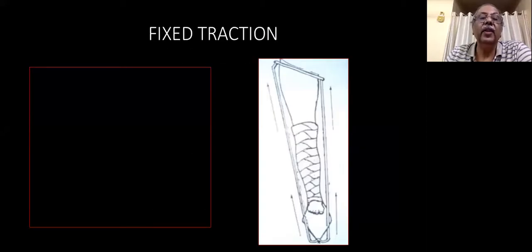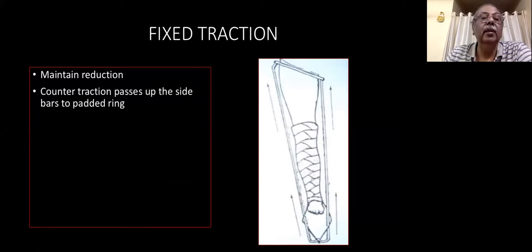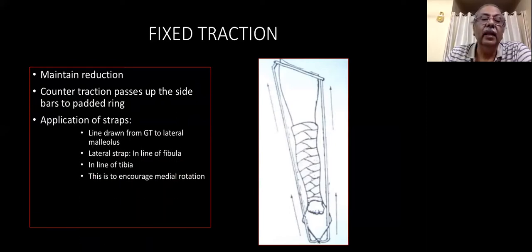Then regarding the fixed traction, I said you first reduce the fracture and maintain reduction. Counter traction passes up the side of the bars to the padded ring, and in application of the straps, you apply the lateral strap in line with the fibula and the medial strap in line with the tibia. So the tibia is slightly anterior compared to the fibula, so the fibula strap will be slightly posterior. This will prevent excessive external rotation, which occurs following fracture of the shaft of femur.